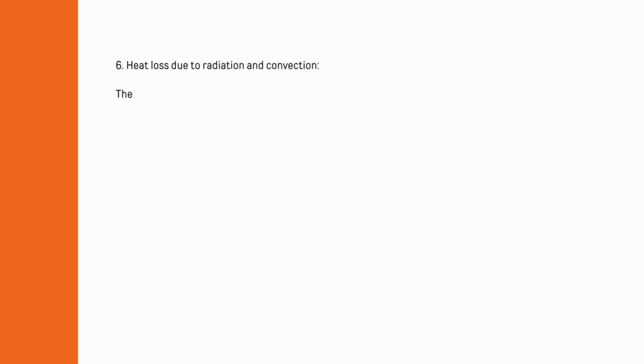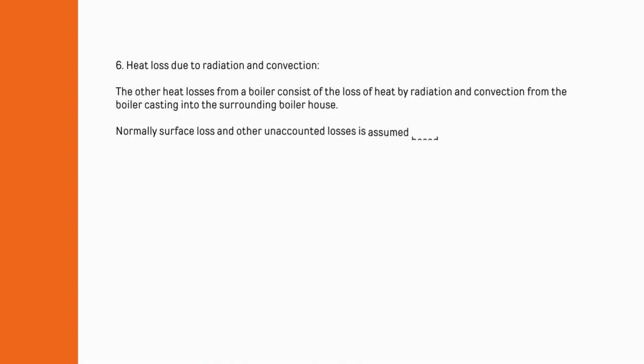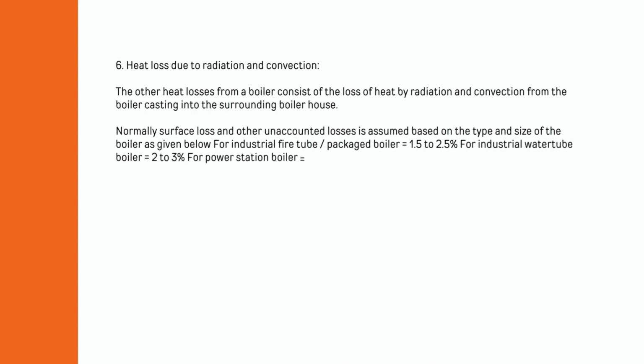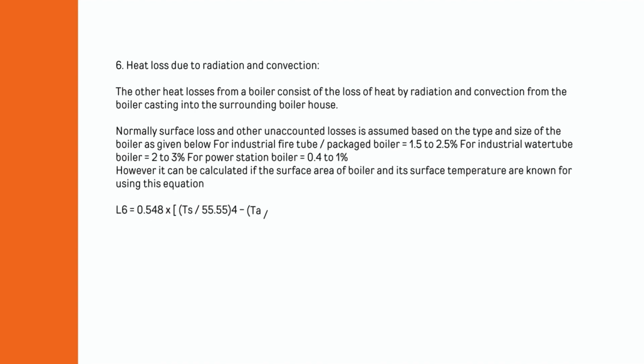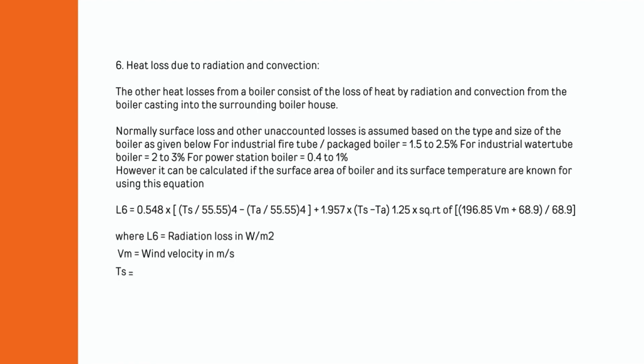Sixth one, heat loss due to radiation and convection. The other heat losses from a boiler consist of the loss of heat by radiation and convection from the boiler casting into the surrounding boiler house. Normally, surface loss and other unaccounted losses are assumed based on the type and size of the boiler as given below. For industrial fire tube or packaged boiler equals 1.5 to 2.5%. For industrial water tube boiler equals 2 to 3%. For power station boiler 0.4 to 1%.